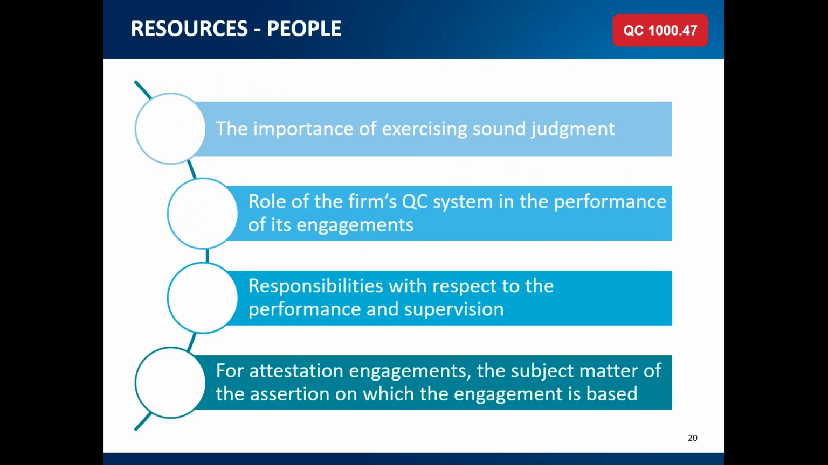Now let's dive into the competencies the engagement partner and, commensurate with their responsibilities, other firm personnel participating in engagement should have. The competencies include applying existing requirements for engagement partners to everyone in an engagement role at a level commensurate with their responsibilities. The competencies are an understanding of, among other things, the importance of exercising sound judgment, including the ability to be objective and exercise professional skepticism, the role of the firm's QC system in the performance of engagements, such as through engagement quality reviews and the consultation process, and responsibilities with respect to the performance and supervision of the engagement. To reflect changes in the environment since the existing QC standards were issued, QC 1000 requires competency related to understanding the subject matter of attestation engagements.